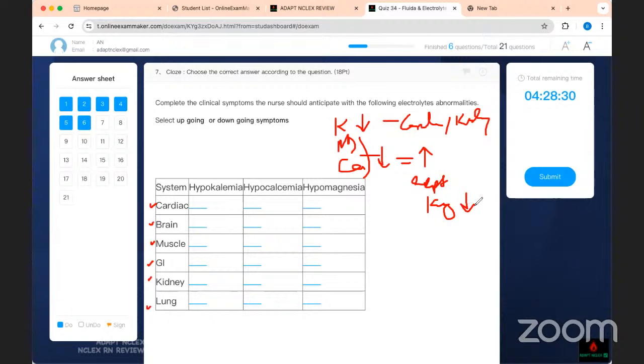That means if your magnesium is low, every organ in your body will have signs and symptoms that look like it's going up. Your muscles will start to twitch, right? But your kidney output, urine output, will go down because you have hypocalcemia. You don't want to get rid of your calcium. This is the way I learned electrolytes.